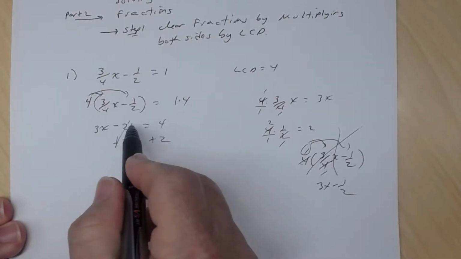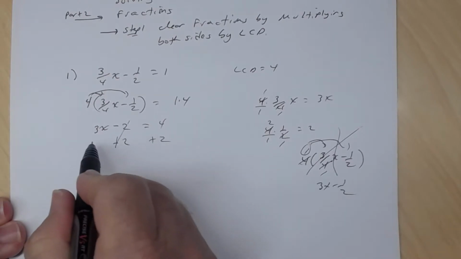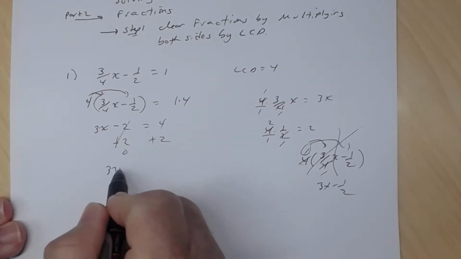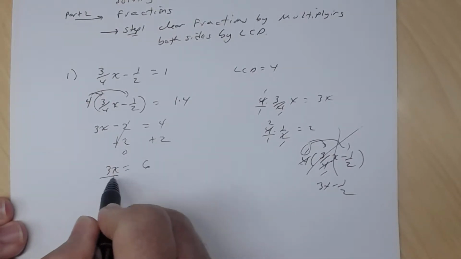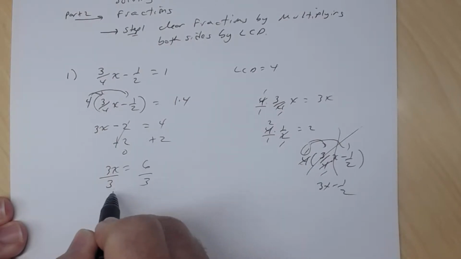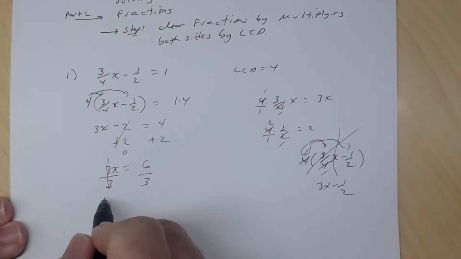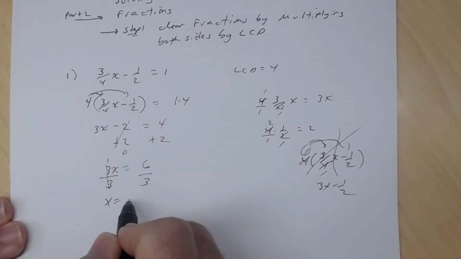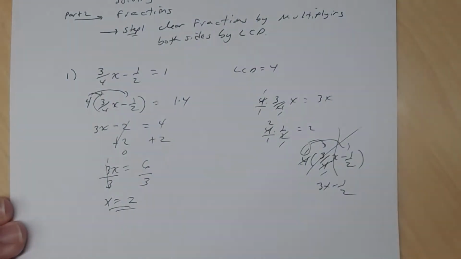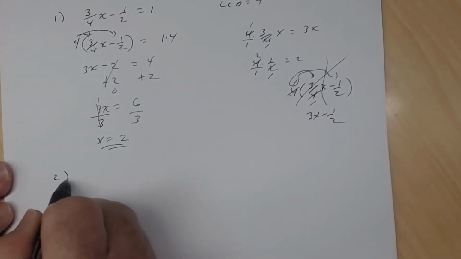So -2 plus 2 is 0, so I get 3x equals 6, and then divide both sides by 3, the multiplication property of equality, and then reduce and simplify. 3 divided by 3 is 1. 1 times x is x. 6 divided by 3 is 2. So there's your solution.